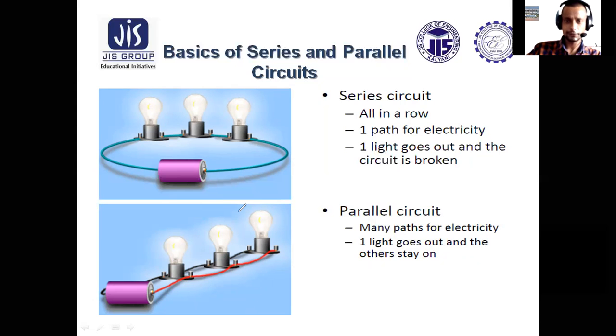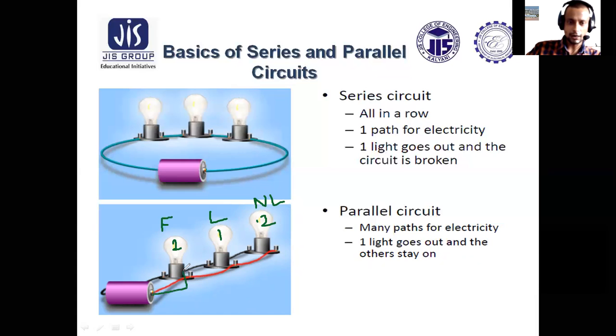This is the one point. Another point is, suppose, as I discussed in the previous case, this is a fridge, this is a light, and this is a night lamp. What happens in this case? Say the fridge takes 2 ampere, the light takes 1 ampere, and the night lamp takes 0.2 ampere. So what will happen?